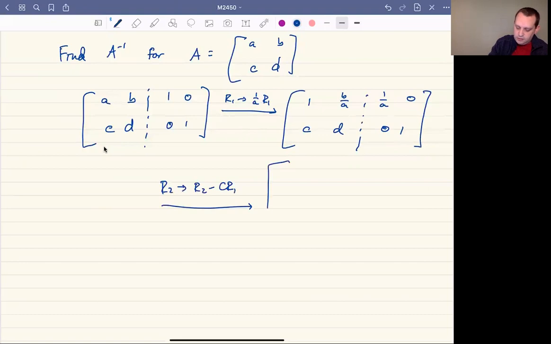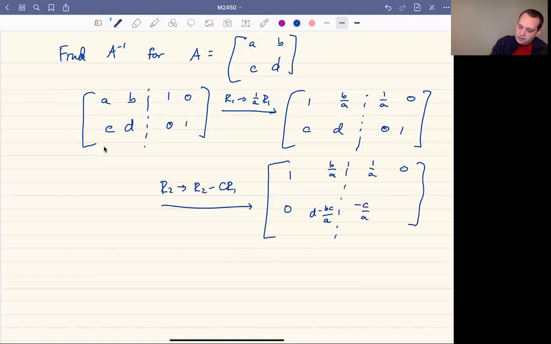If we do that, row 1 is going to stay the same. Row 2 is going to be, help me out here, negative C plus C is 0. Of course, that's by design. Negative BC over A plus D, so this is D minus BC over A. Then 0 minus C over A. And 0 plus 1 is still 1.